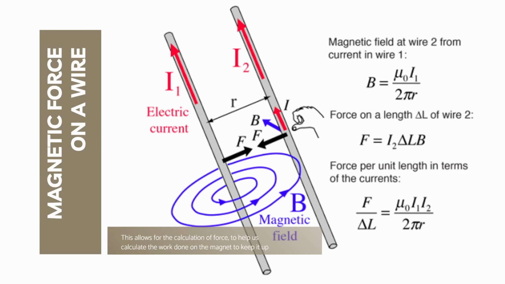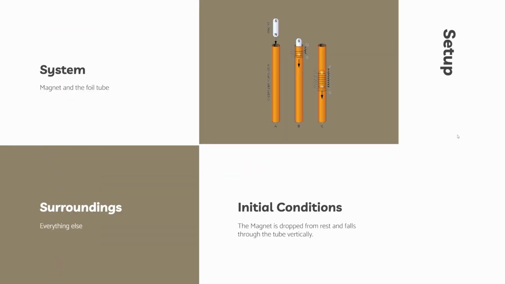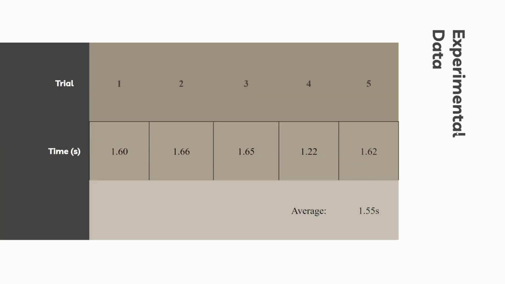We are also going to use magnetic force on a wire, which is used to calculate the magnetic forces acting on the magnet through Lenz's law and Faraday's law. The system is the magnet in the foil tube, and the surroundings are everything else. The initial conditions are that the magnet is dropped from rest and falls through the tube vertically.